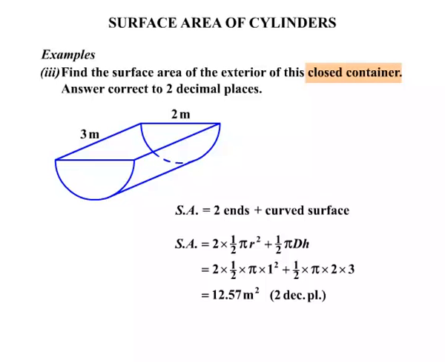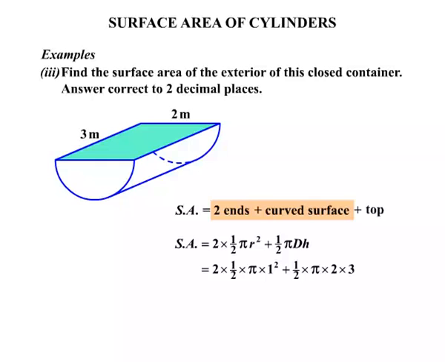The new question is find the surface area of the exterior of this closed container. Alright, now it's closed. So in other words, it now has a top. So everything else remains the same. Let's get rid of the old answer. Everything else remains the same except we need to add on the top.